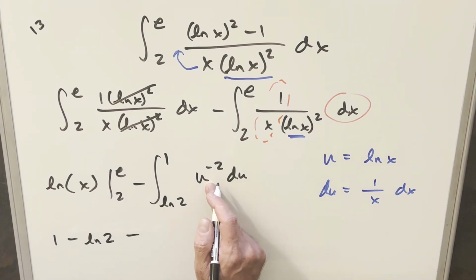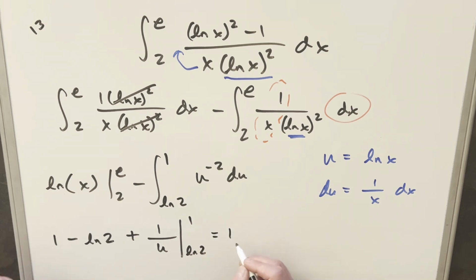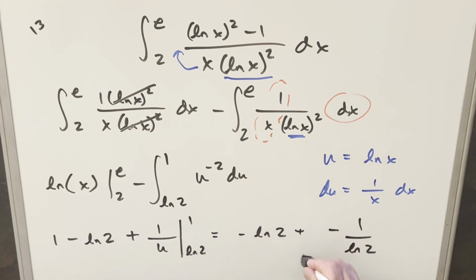Integrate here with power rule, this is going to be minus 1 over u, but minus times minus is plus, so we'll write this as plus 1 over u, and we just need to evaluate this from ln 2 to 1. I'll copy over this first part, 1 minus ln 2. Plugging in a 1, we're going to have plus 1 over 1, that's just going to be another 1. Here, minus 1 over ln 2. I can add these 1's up, and we can write this here as a 2.